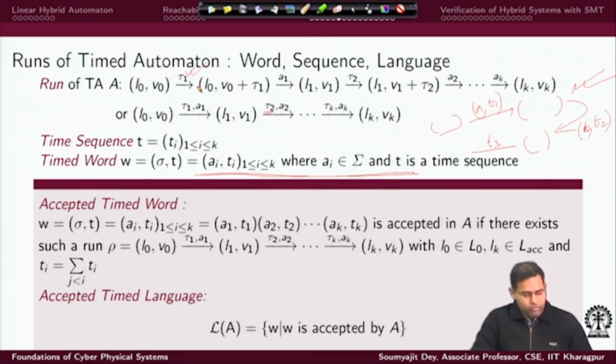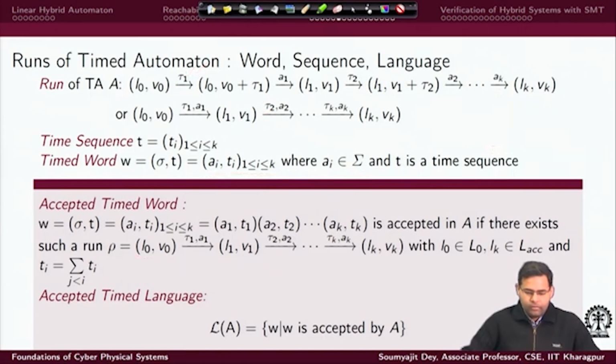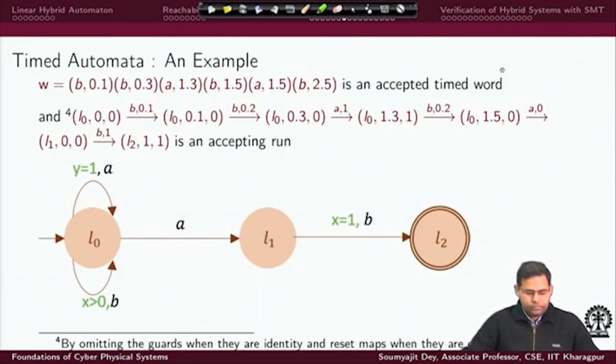So then we talk about an accepted timed word. Let's say you have a timed word, and based on that timed word you simulate your timed automaton, and your timed automaton will have a run something like this. At the end of the run, if you are reaching an accept state, then we will say that this is an accepted run, or this timed word is a member of the language of the automaton. So this is a simple example of an accepted timed word, and with respect to this word, if you simulate this automaton, it is going to eventually reach an accept state.